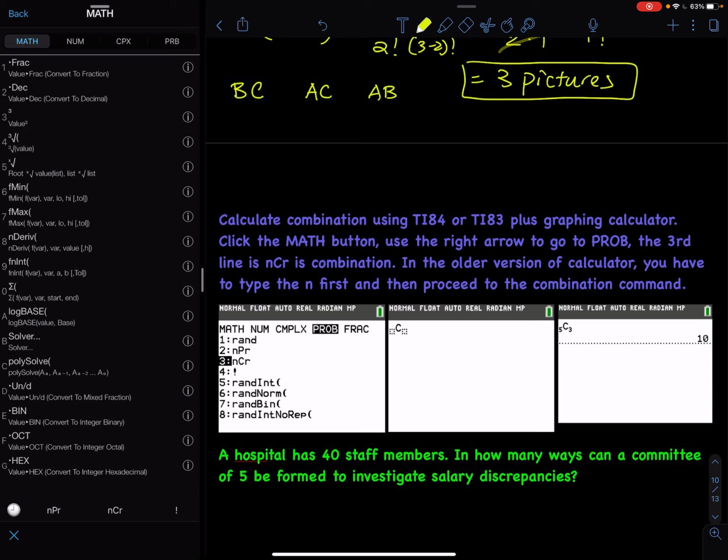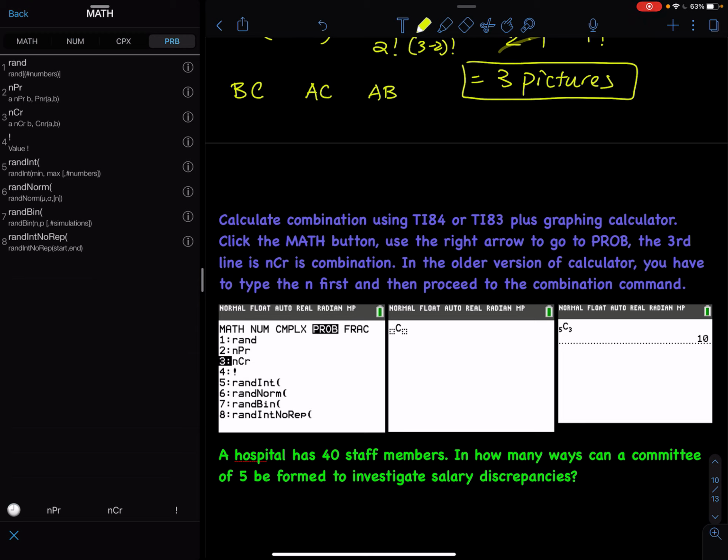So go to math and then you go to PROB or PRB, so probability, and then you see line 3 is combination. So you click that for the TI84 plus CE. You have the second screenshot you see on the video, and then you have to fill out the blank. So let's say 5 choose 3, 6 choose 3, 10 choose 3. So this one I will click NCR.